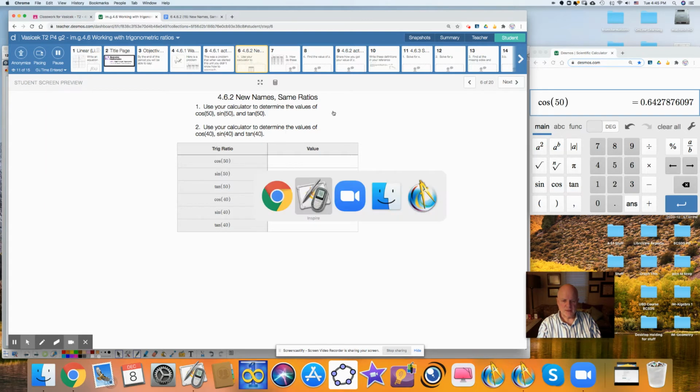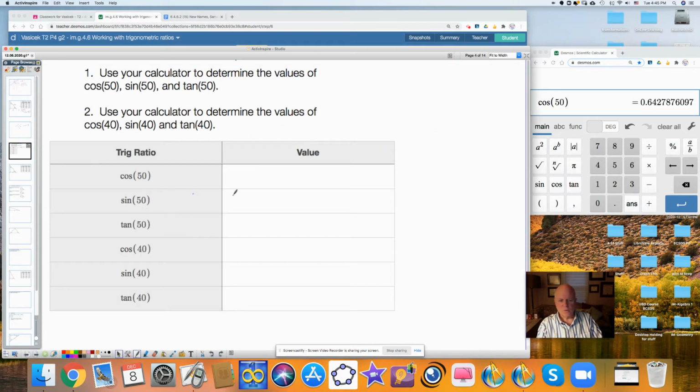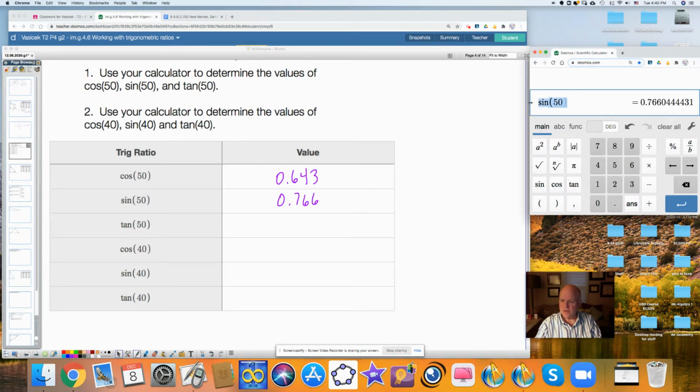First, we filled out this table. In this table, we calculate the value. We put in the values. So we do the cosine of 50, we get 0.643. If we do the sine of 50, that's 0.766. If we do the tangent of 50, we get 1.192.